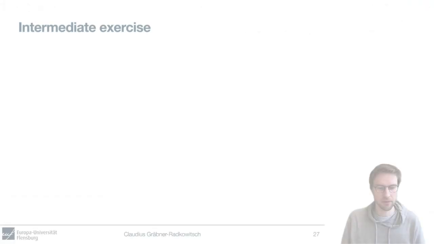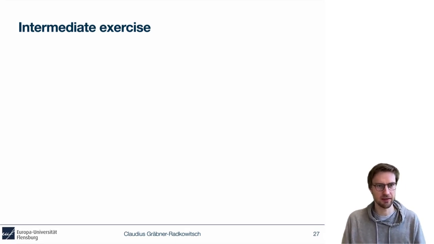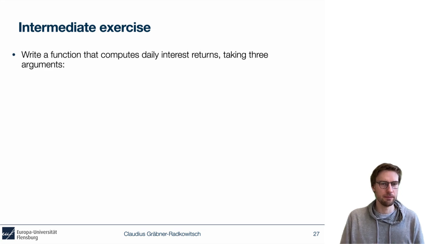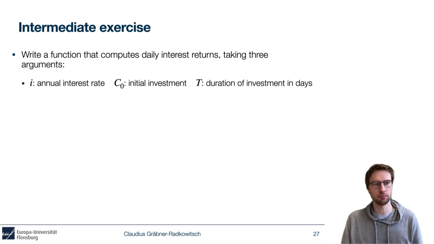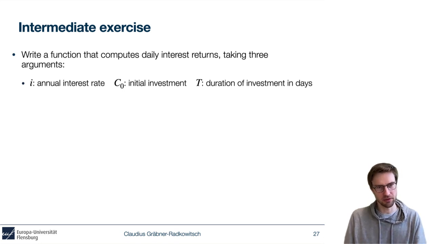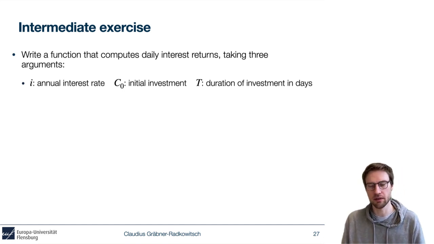Now that we have introduced the basics of how to define a function, let's do an intermediate exercise. So your task would be to write a function that computes the daily interest returns and that takes 3 arguments. These arguments should be, first of all, the interest rate, but expressed as an annual interest rate, because that's what you usually get, the size of the initial investment, and the length of the overall investment activities in days.